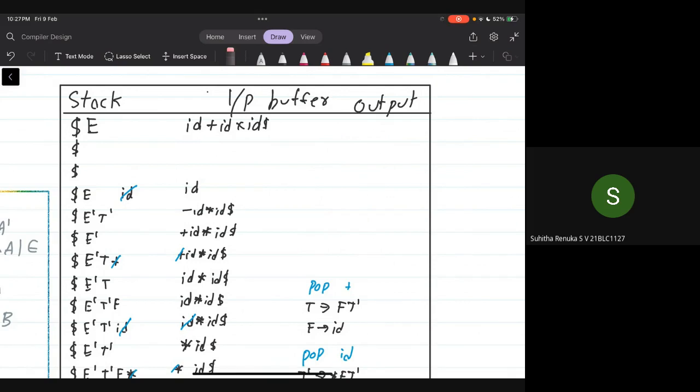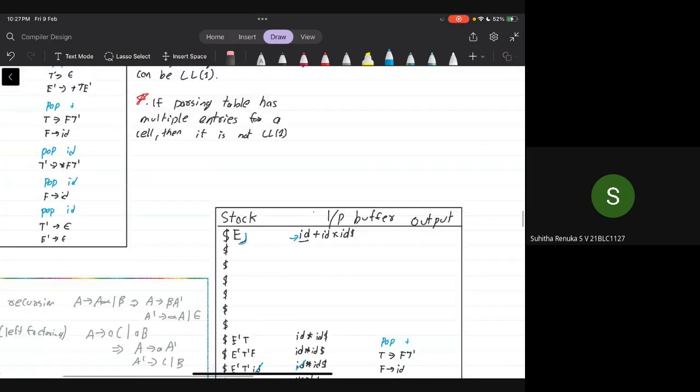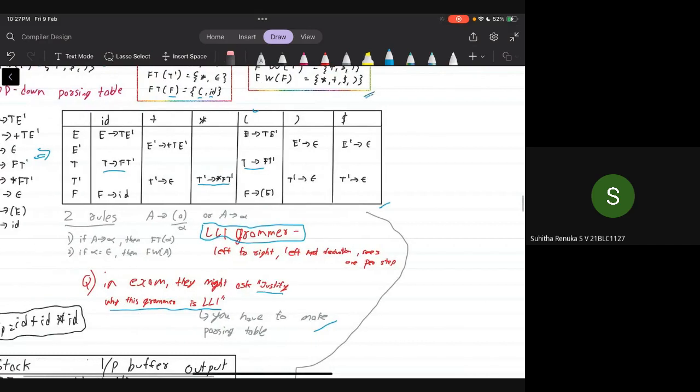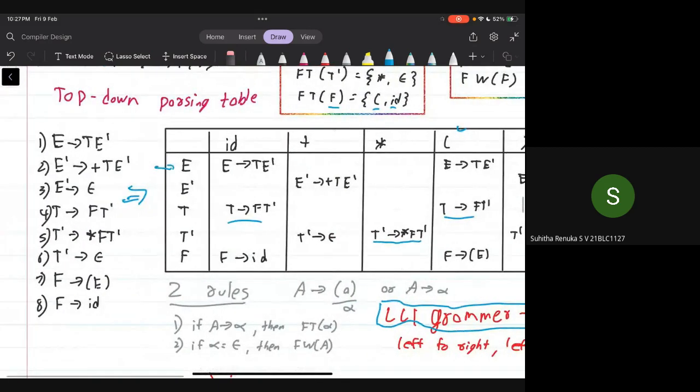Okay, let's do till here, then you'll understand how to do the rest. See, you have the stack and you have the input buffer for the first one. Now, what you have to do is you have this ID, right? For this E symbol, you have to check in the table under ID. How will you do that? You will go here, you will go to E, and you go to ID.